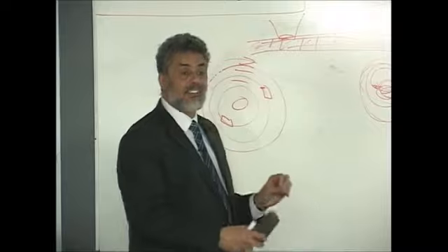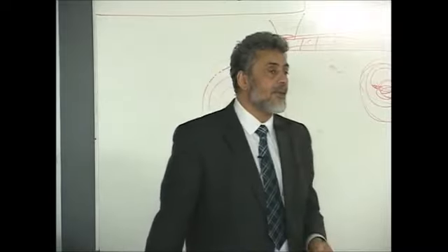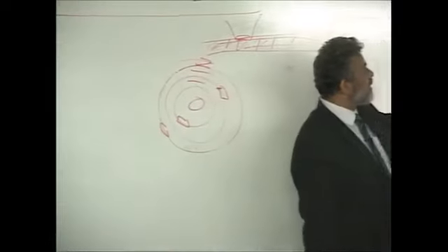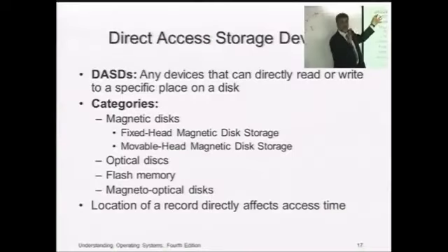But it's so fast that it's so good and suitable for interactive applications. So, direct access devices in general, that's basically where you can access any part of the storage device. They can be divided into a variety of types. There are magnetic disks. These are what used to be the floppy ones and the hard disks. The floppy ones have disappeared.